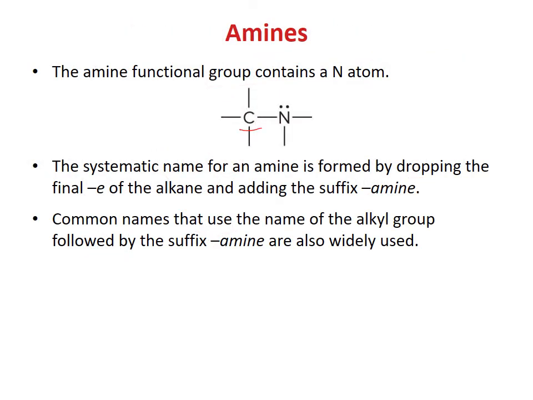When carbon is bonded to a nitrogen atom, the functional group amine is formed. The systematic name for an amine is formed by dropping the final E of alkane and adding the suffix amine. However, the common names for amines are also widely used. Common names use the name of an alkyl group followed by the suffix amine. For example, the smallest one, one carbon. So this is methane.